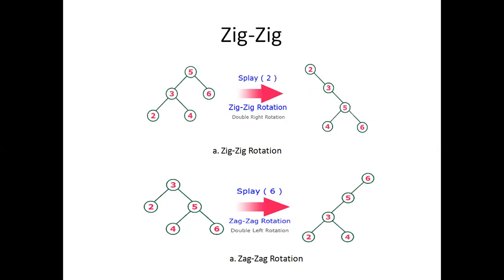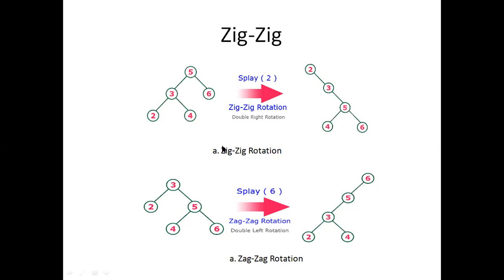Okay, now the second case is Zig-Zig rotation. Basically this operation is performed when the element which we want to access is the left child of its parent, and that parent is a left child of its root node. Consider the case Zig-Zig. It means the element which we want to access is the left child of its parent, and that parent is the left child of the root node.